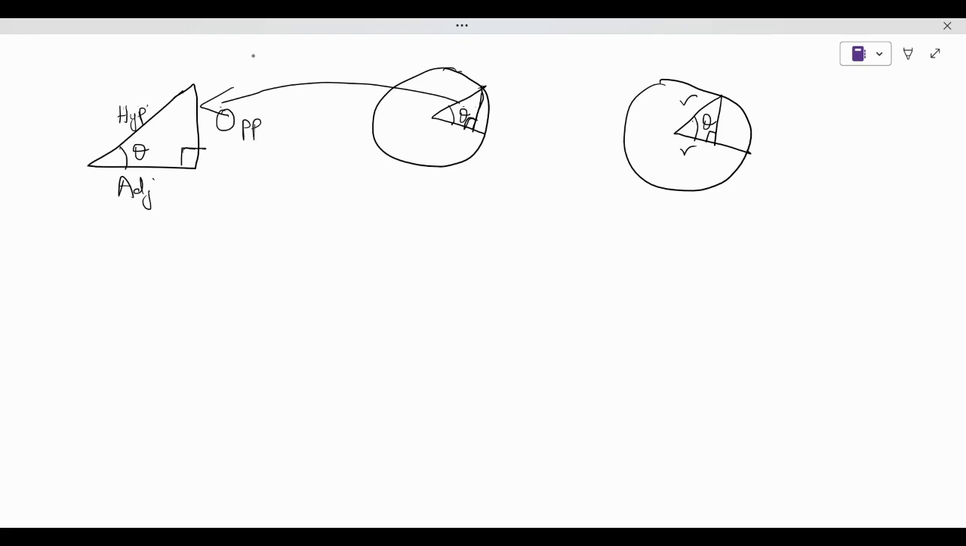Clear? Okay. Now sine theta is equal to, now we have O, H and A as the short forms for these measurements. Sine theta is equal to opposite by hypotenuse. Now the inverse of sine theta is called cosec theta, which is equal to hypotenuse by opposite.